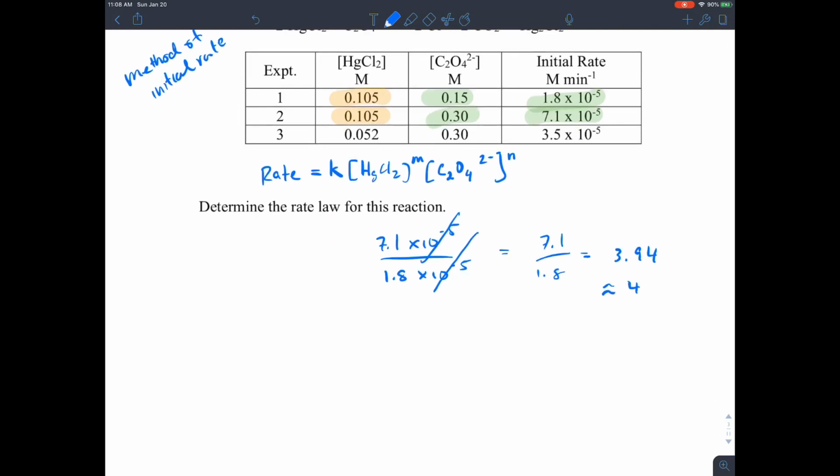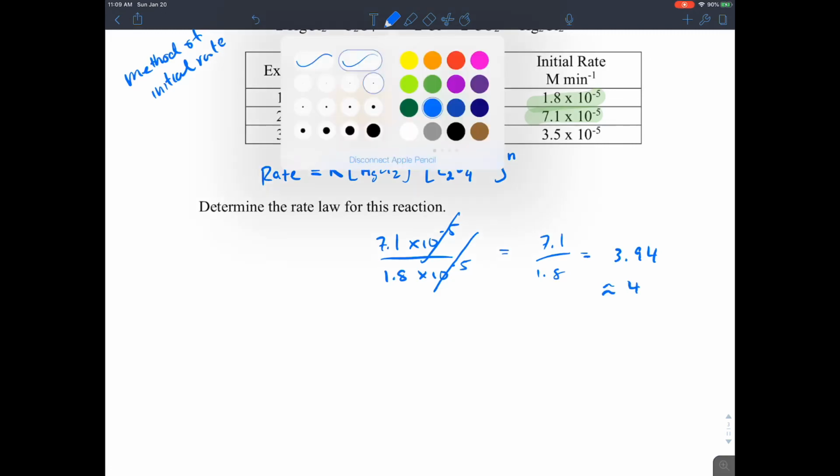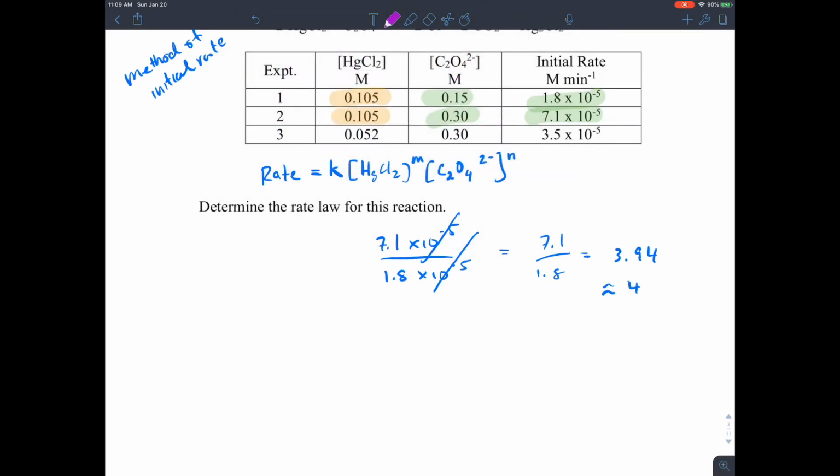So let's take a look at what that means. If we kept our concentration of mercury the same, but doubled our concentration of the oxalate, and our rate of the reaction increased by a factor of 4, how do I interpret that? What should my order be, or what should the N be in this case for oxalate? In order to determine that, here's a general cheat sheet.